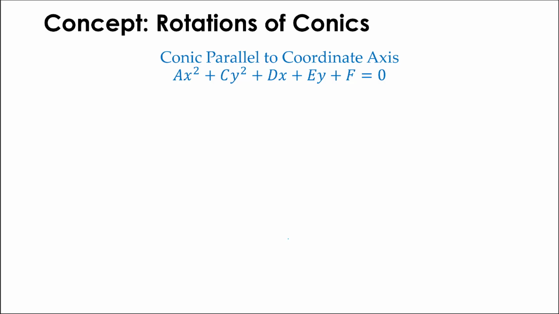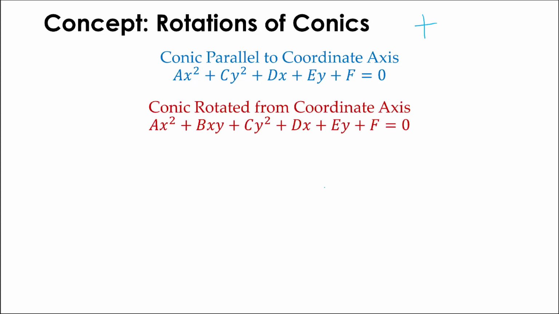Rotated conics. So far we have been dealing with conics that are parallel with our coordinate axes. We have our xy axes, and they are parallel with said axes. But now we're looking at what happens if we have a rotated conic. It's rotated from that axis, and that happens when we have this bxy term in the general form of our conics.